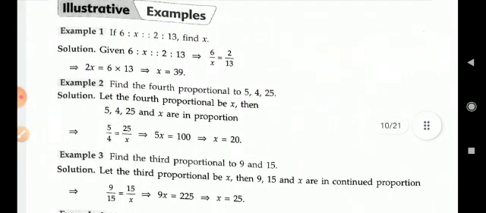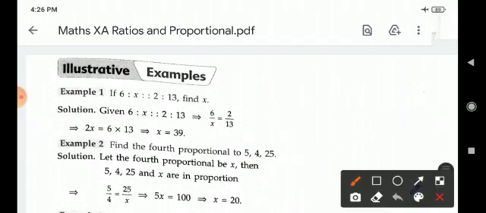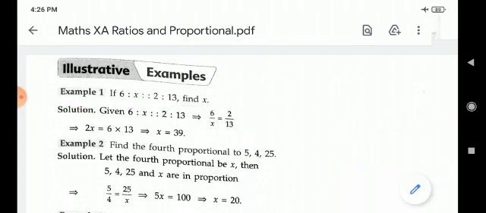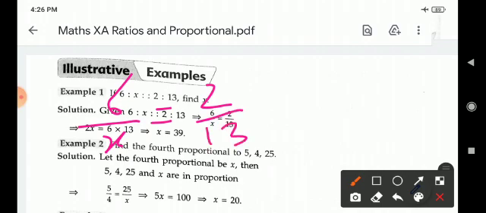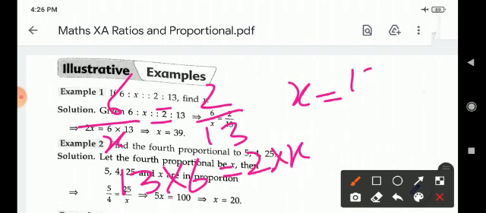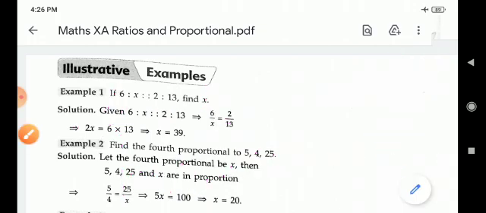Now children, I will discuss some examples. If 6 ratio x proportion 2 ratio 13, then 6 upon x equal to 2 upon 13. On cross multiplying, 13 into 6 equal to 2 into x. x equal to 13 into 6 upon 2. 3 twos are 6, 39. x equal to 39.